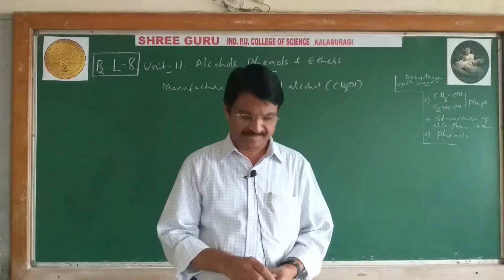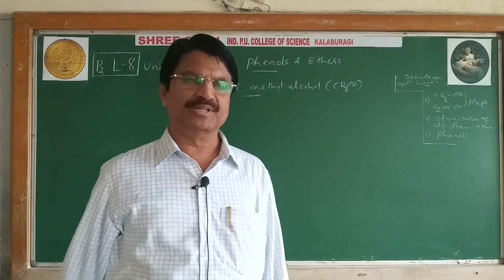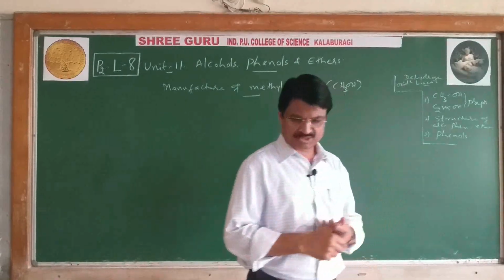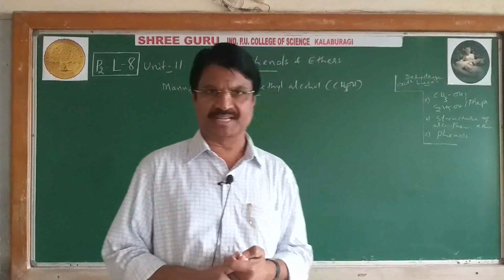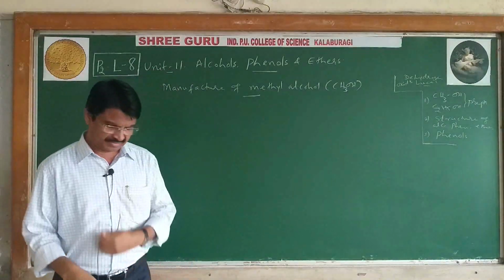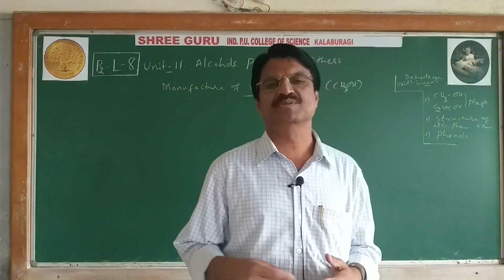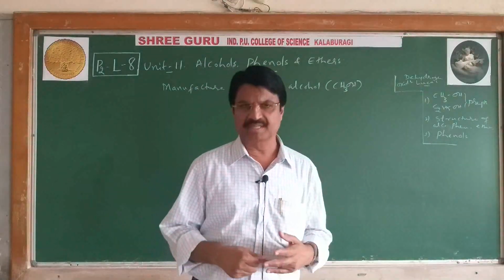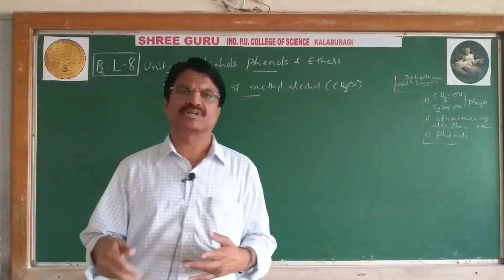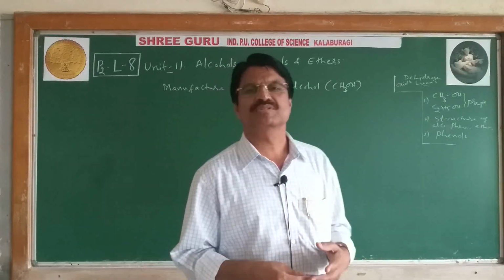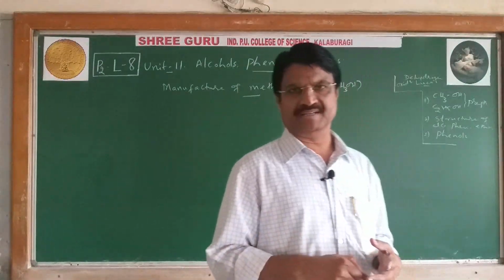Hello students, in the last video I explained dehydrogenation and oxidation reactions. If a primary alcohol is used, it undergoes dehydrogenation using a copper catalyst and can give an aldehyde. A secondary alcohol gives a ketone. And a tertiary alcohol undergoes dehydration to form an alkene.